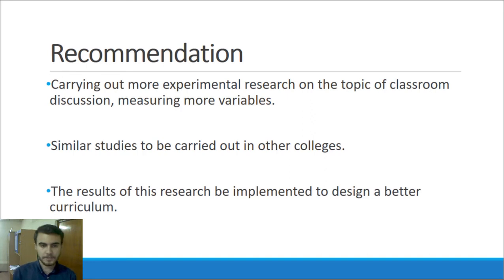Recommendations, things we recommend to be done are carrying out more experimental research on the topic of classroom discussion and measuring more variables. Things like long-term retention, things like the effective anticipation of discussion, and not just the act of discussion itself. We also recommend similar studies to be carried out in other colleges so that we have a more conclusive result that reflects real life occurrences. And we recommend that the results of this research be implemented to design a better curriculum that includes active teaching methods.